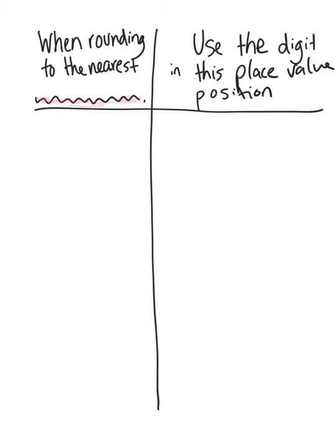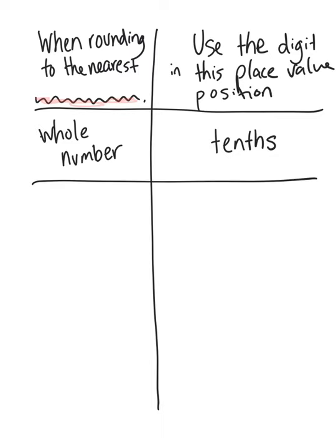When you're rounding to the nearest whole number, assuming that your number has a decimal attached to it, you're going to use the digit in the tenths place to help you do that. So that was the example that I showed you. So copy that down. When you're rounding to the nearest tenth, I want you to use the digit in the hundredths place to determine whether you're going to round up or down.